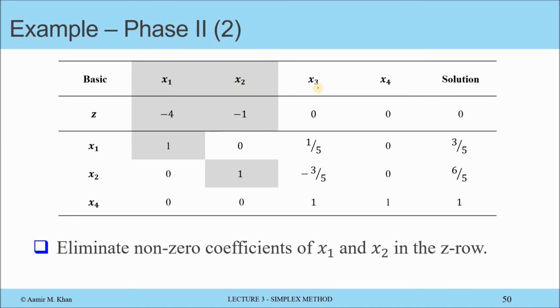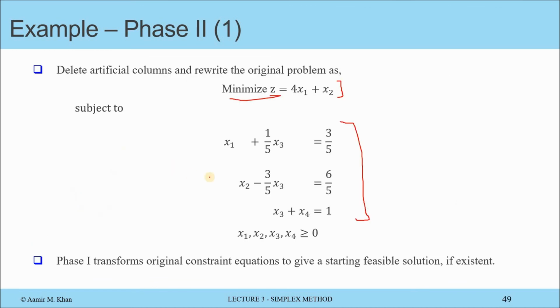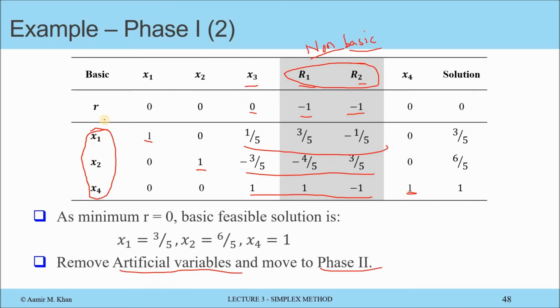Now we have only x1, x2, x3, and x4. Okay. So we eliminate the non-zero coefficients of x1 and x2 in the Z row. So remember over here, because these are our basic variables. Okay. So we have got these 3 basic variables, x1, x2, and x4 from our previous problem. Do you remember these basic variables?